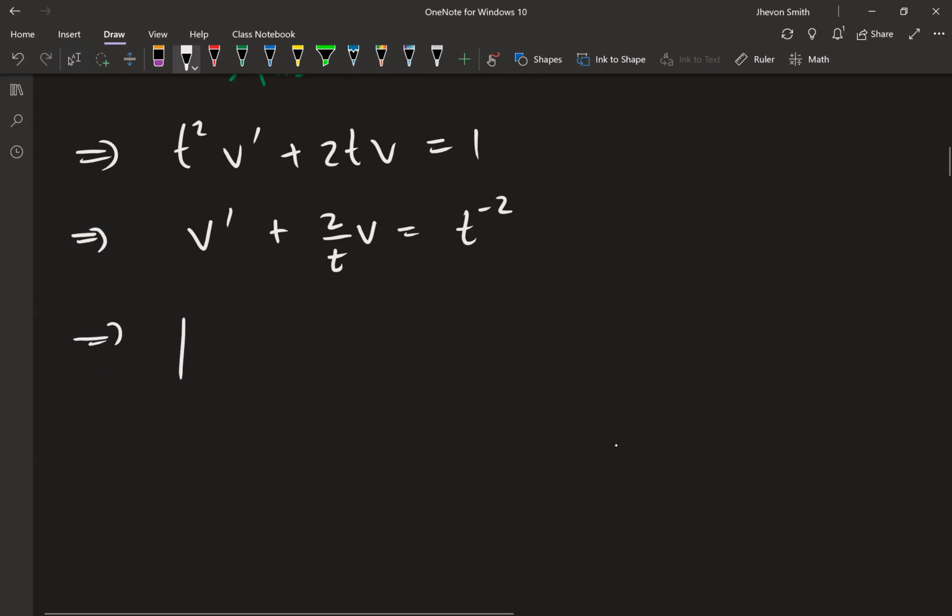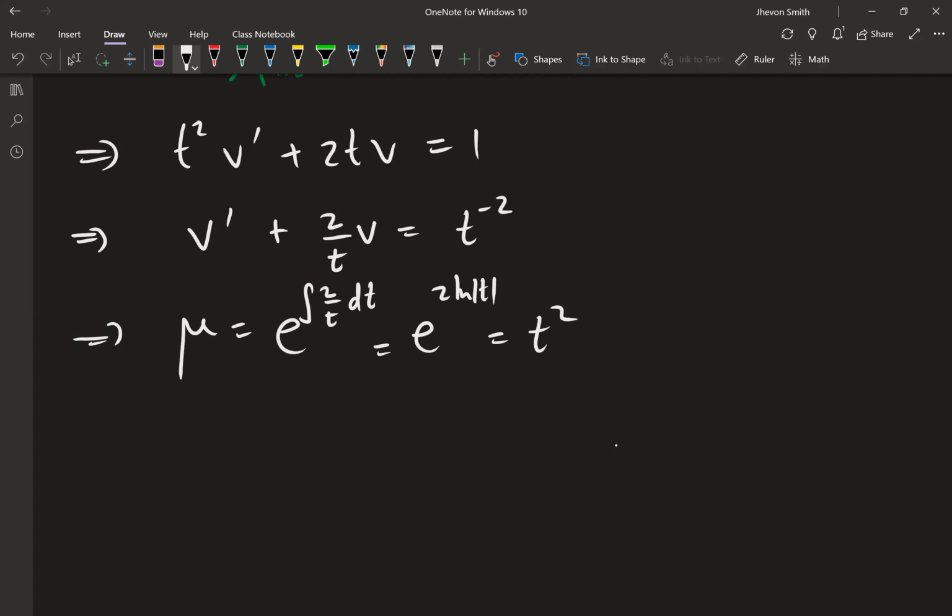Right, e to the integral of the p, which is the coefficient of the v, right? So that's going to be dt. This is e to the 2 ln of t. That's just actually going to be t squared, which means it was already in the right form. So if you multiply through, this is just going to be t squared times v prime, which you'll notice the original was actually in that form already, but whatever, didn't waste too much time here, equals 1.